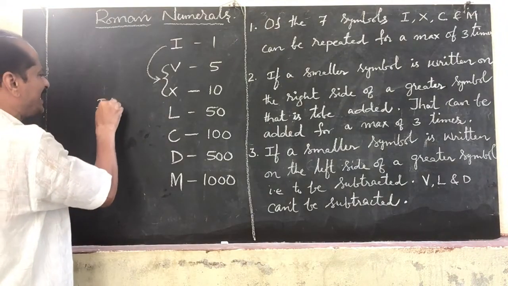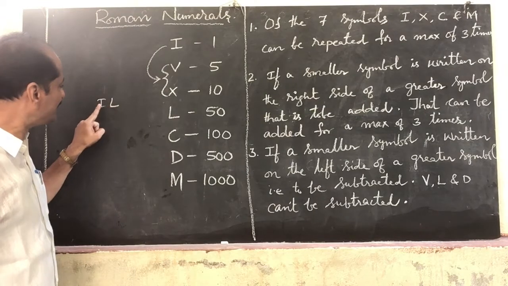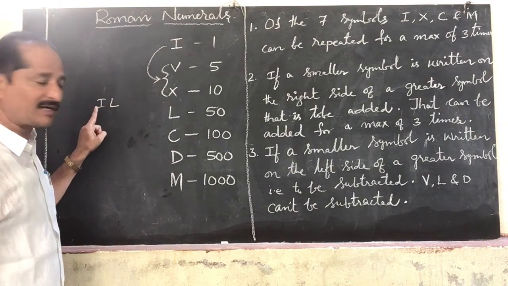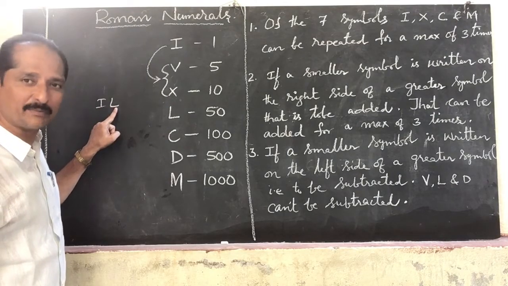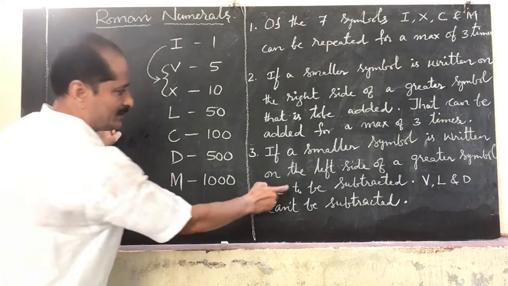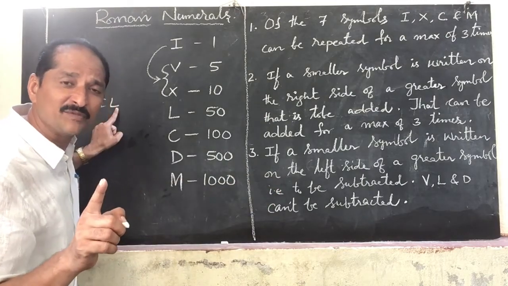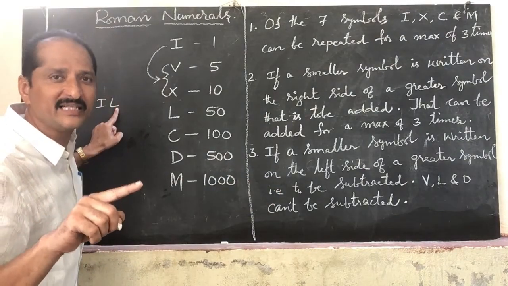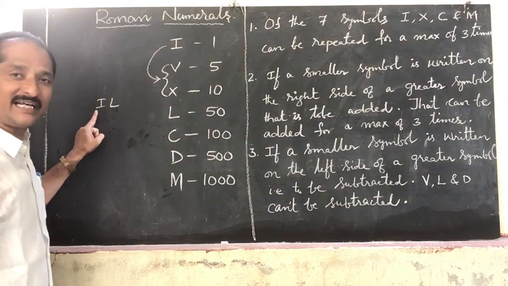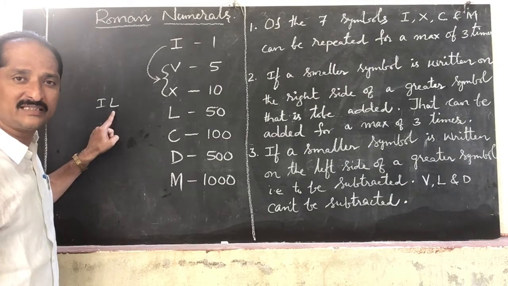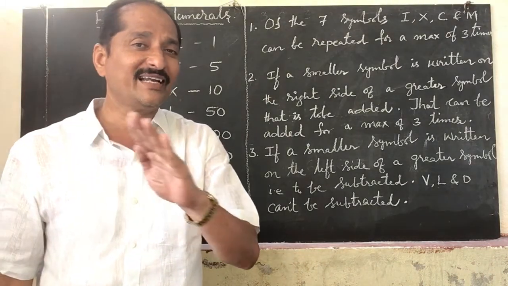If you are writing IL, actually see, this is the greatest symbol. If you are writing a smaller symbol on the left side of a greater symbol, that is to be subtracted. That is the rule, third rule. But here, I is written on the left side of L, that means 50 minus 1 is equal to 49, but 49 cannot be written like that.